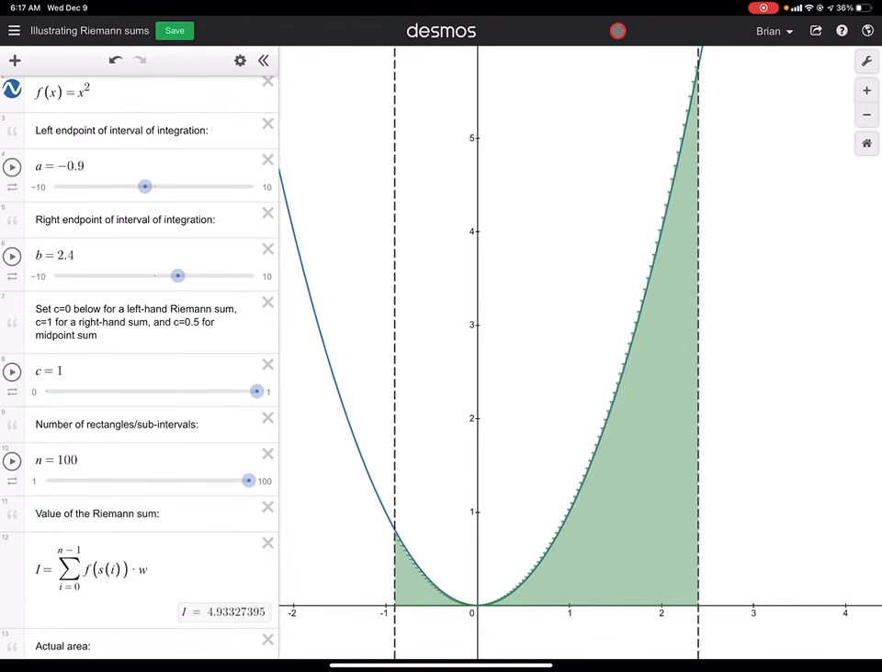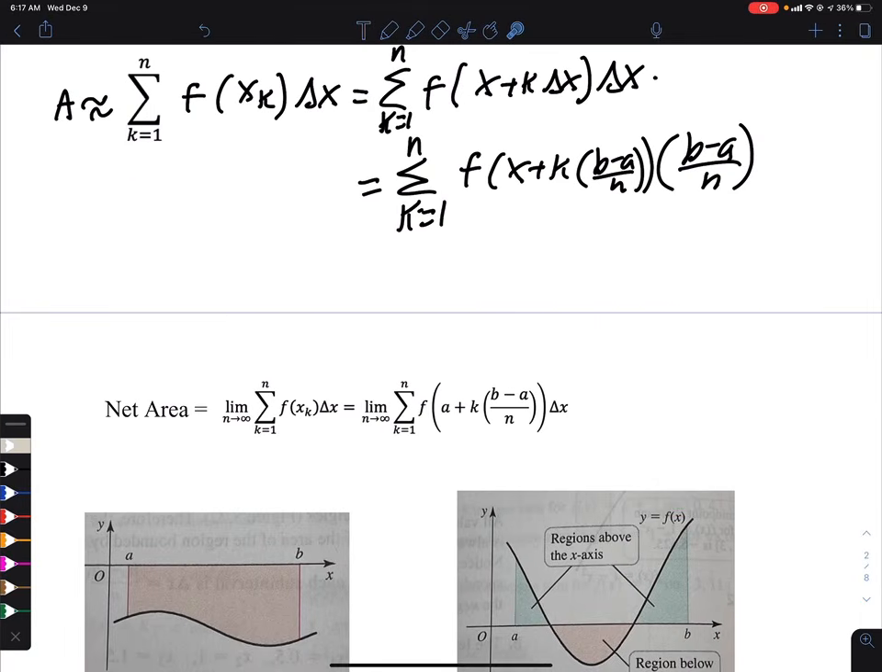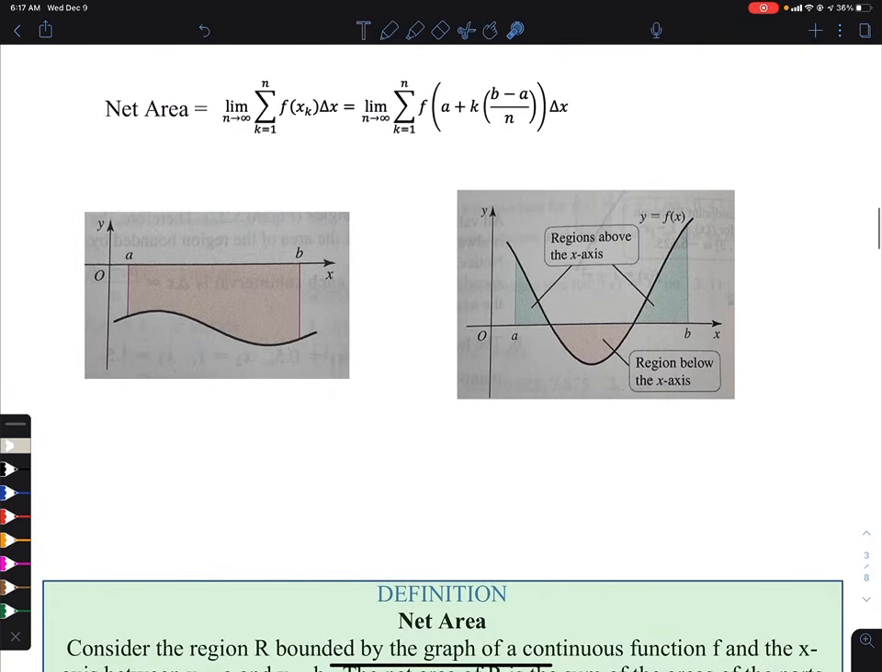And the idea, as the number of rectangles goes to infinity, all these little error pieces are going to approach 0. And it's no longer going to be an estimate, it's going to be the exact value. As the number of rectangles increases, we get the exact area under the curve. Pretty cool. That's what this formula is saying.